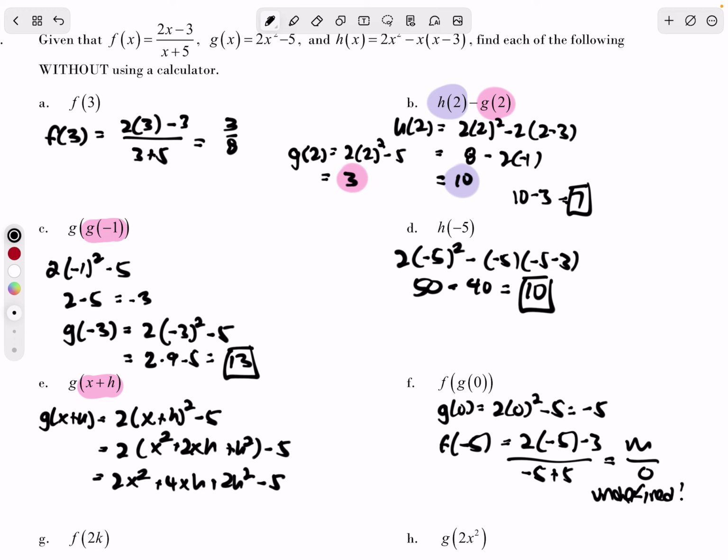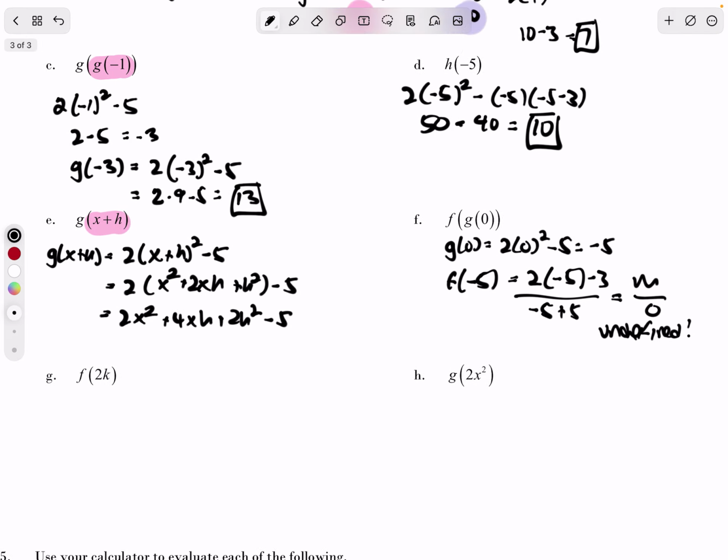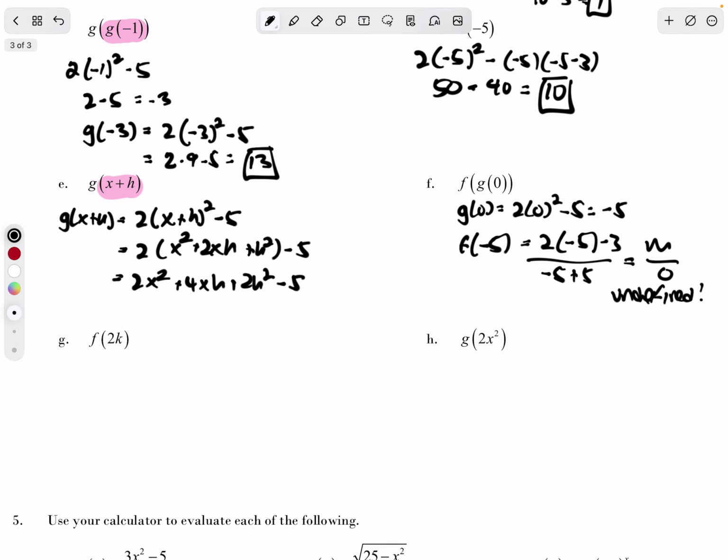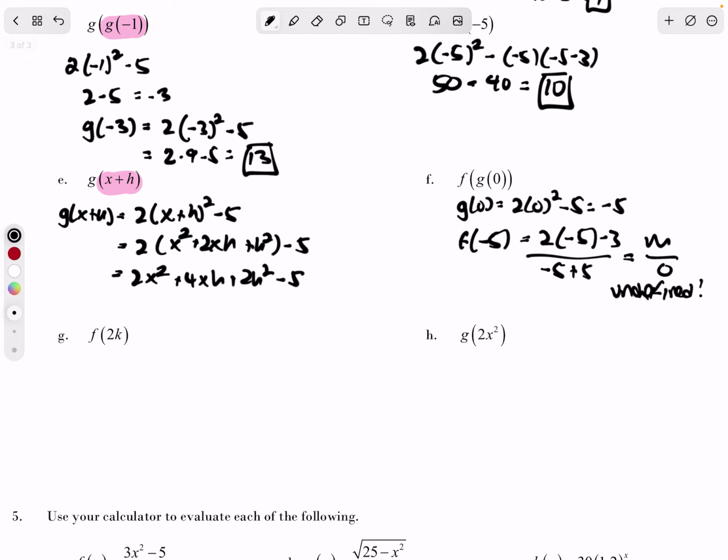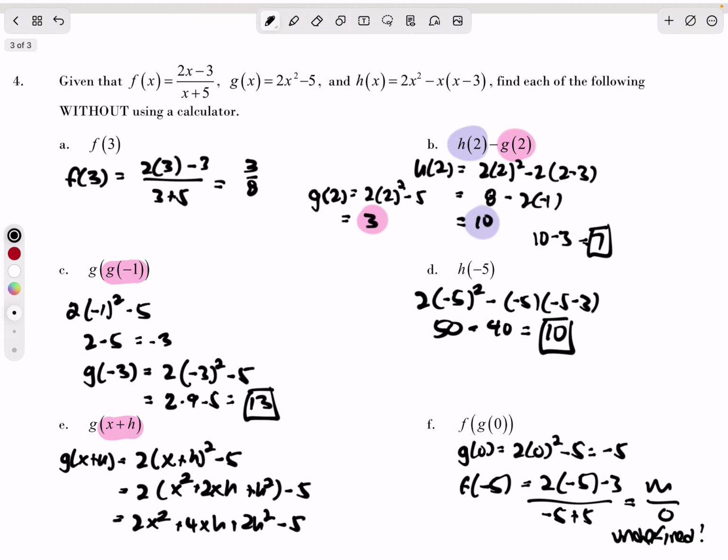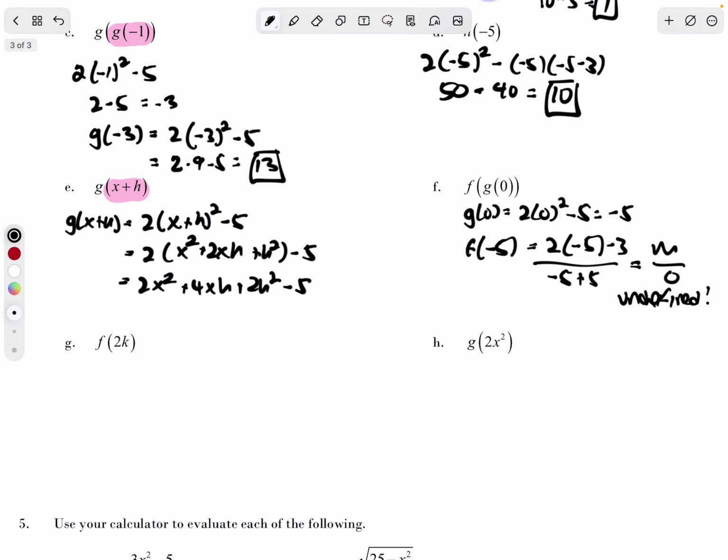I see a problem there. Can't have a denominator of 0. I don't care what the top is. That's undefined. So kind of like a no answer. It's undefined. F of 2k, this letter G, very similar to letter E, but I think much simpler.